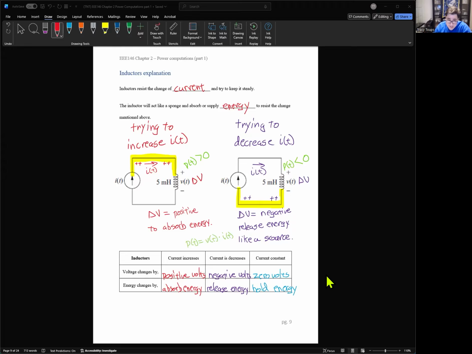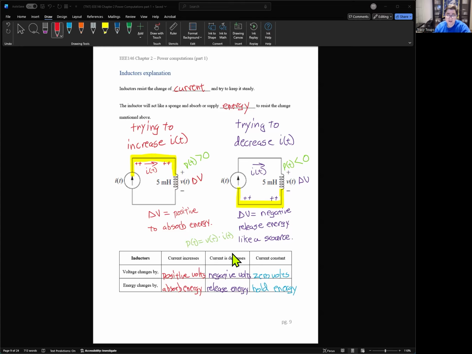To sum it up, if you have an inductor and you want to increase the current, so in this circuit I say current needs to increase, what is the inductor going to do? The voltage across the inductor will be positive. So this will be a positive voltage right here. The energy will also be absorbed by the inductor. So when my circuit tells the inductor, let's increase current, the inductor says, I will have positive voltage to accept the energy from you until I'm filled up and I'm happy, and then we'll let the current through.